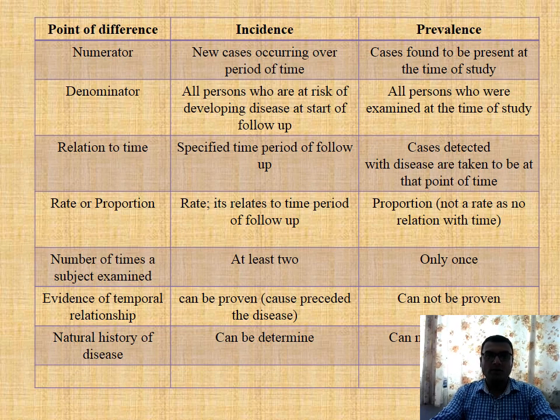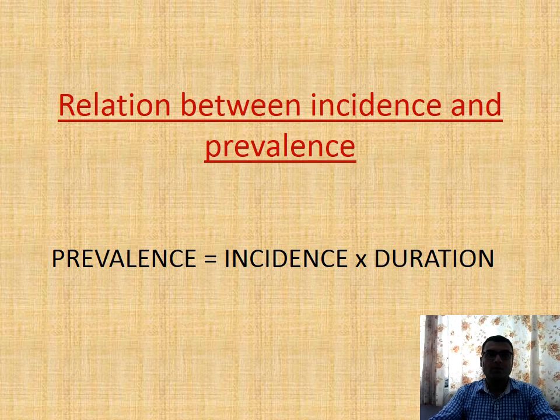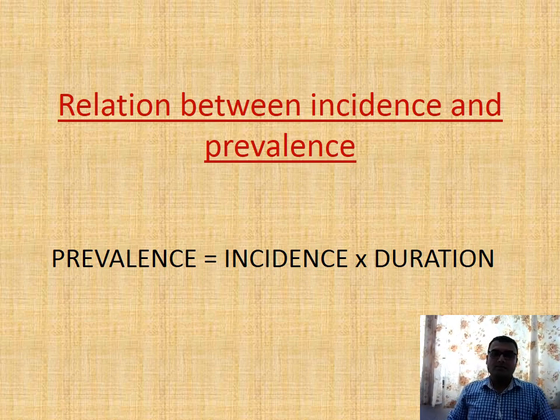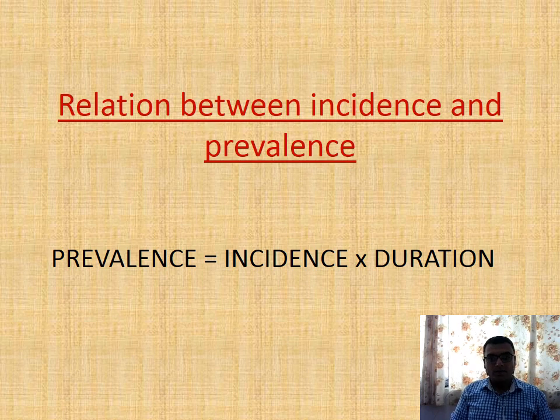Incidence gives us the temporal relationship, that is, we can find out whether the cause preceded the disease or not, and the temporal relation cannot be proven from prevalence. Another difference is that from incidence the natural history of the disease can be calculated, but it cannot be calculated from prevalence. Another relationship between incidence and prevalence is that we can calculate the prevalence when we know the incidence and the duration. So incidence multiplied by duration, using this we can get the prevalence.